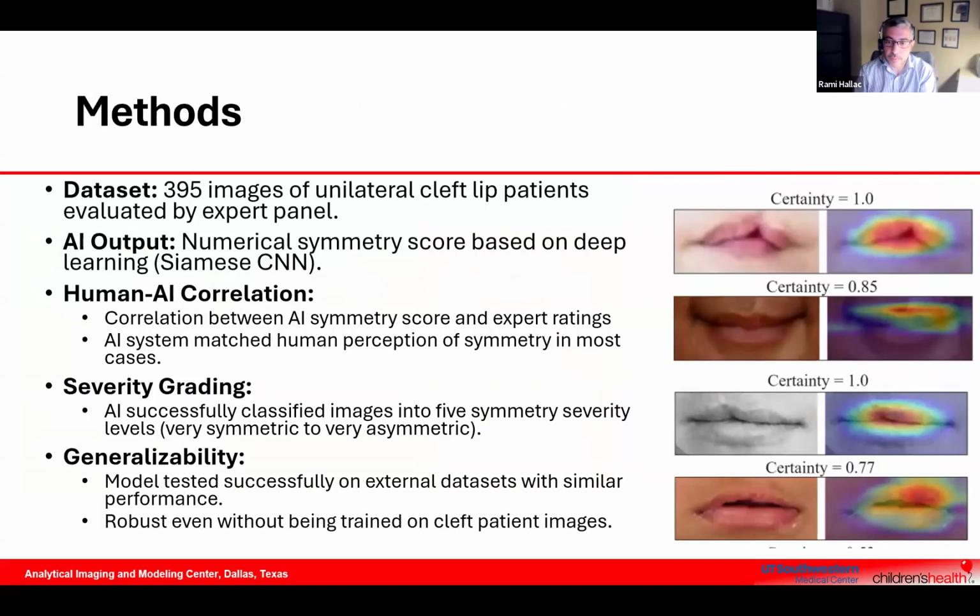To compare the AI models with human judgment, a panel of experts evaluated the patient images. This 5-point scale rates symmetry from very symmetric, which is 1, to highly asymmetric, which is 5, based on key clinical features like the lip contour, scar lines, and the philtrum alignment. This allowed us to directly compare AI predictions to human expert ratings.